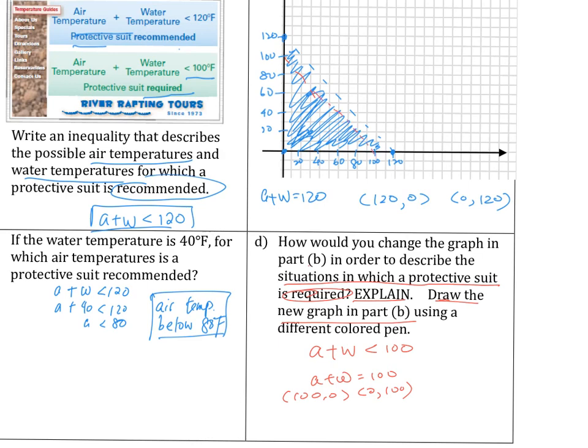And then what happened is the graph shifted down by 20 units. See, from 120 to 100. Okay, and this concludes the lesson.